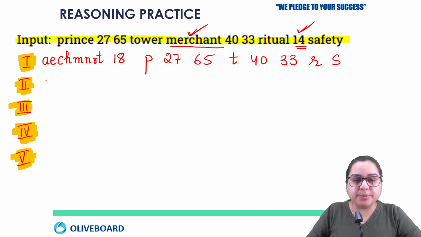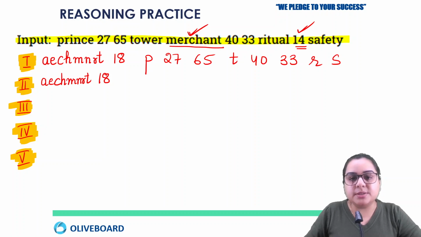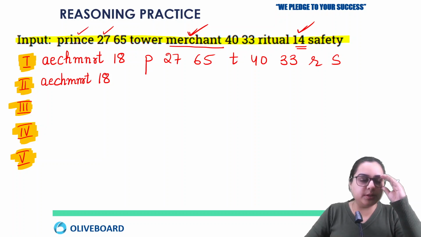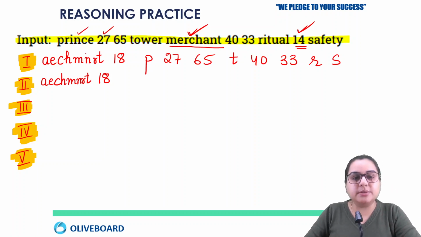So in the second step, what will happen? This A, E, C, H, M, N, R, T will remain in its own position till 18. After this, what should be arranged? If I see the numbers, the next number that has to be arranged is 27, and the next word that has to be arranged is prince. So these two elements have to be arranged here. Let's arrange the word first. We have 2 vowels in the word prince, it is E and I. And then the consonants will be C, N, P, R.